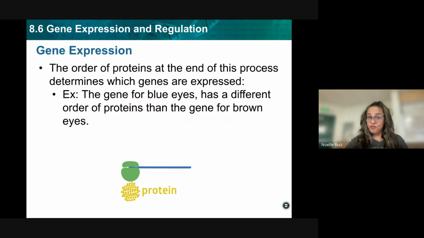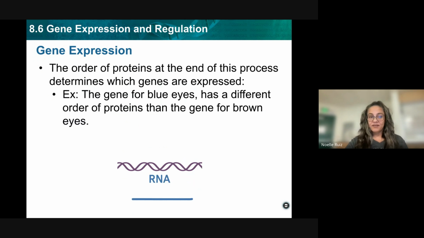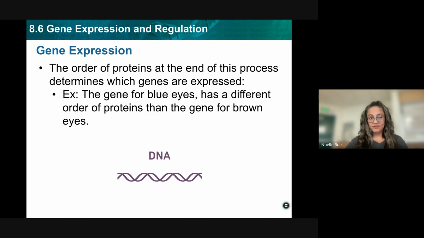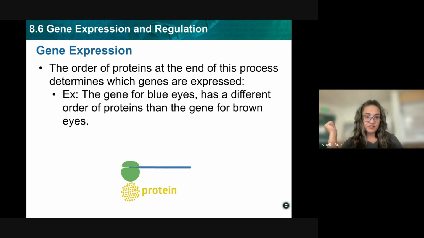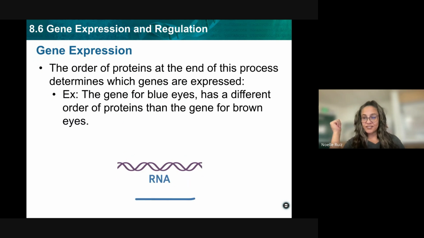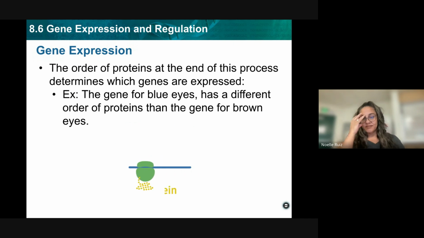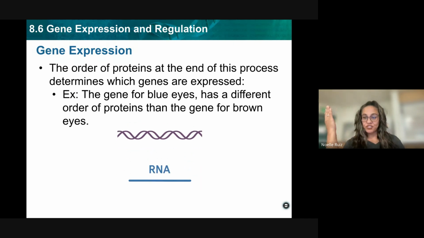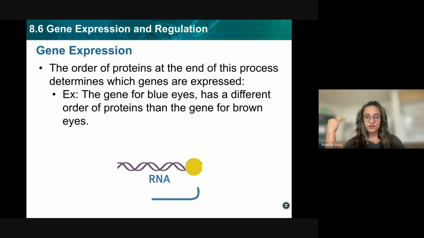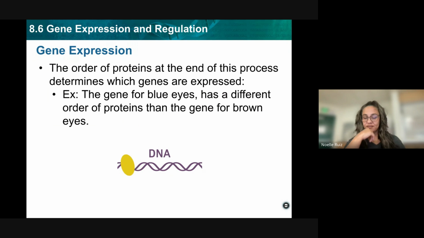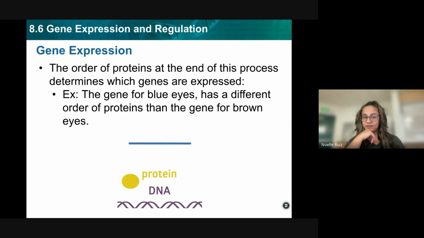So gene expression, the order of proteins at the end of this process determines which genes are expressed. So the gene for blue eyes has a different order of proteins than the gene for brown eyes. So we just went over all these processes. DNA, transcribed into RNA, translated into proteins. At the end, you have a big long chain of amino acids that makes a protein. Everybody has a different original DNA sequence, so their genes that are expressed in the end are going to be different.